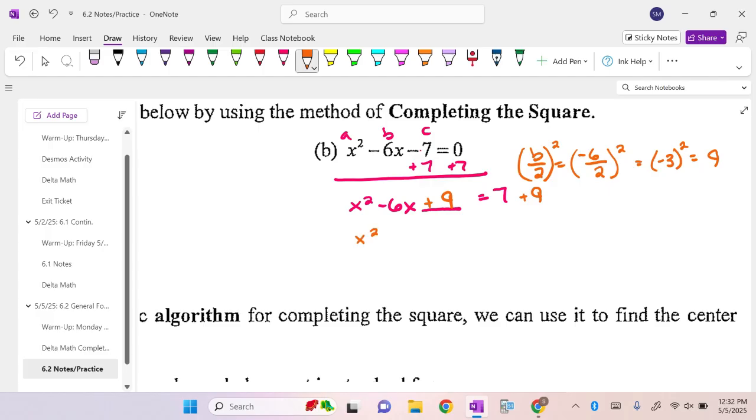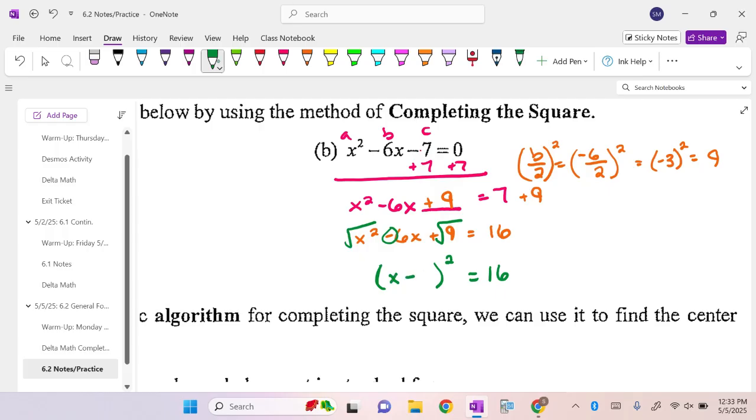So now we're left with x squared minus 6x plus 9 is equal to 16. Now we can go into our square rooting process. So remember, square root the first, square root the third, keep the sign of the second. So everything's going to be equal to 16, but what's going to go in my parentheses and it's all going to be squared?